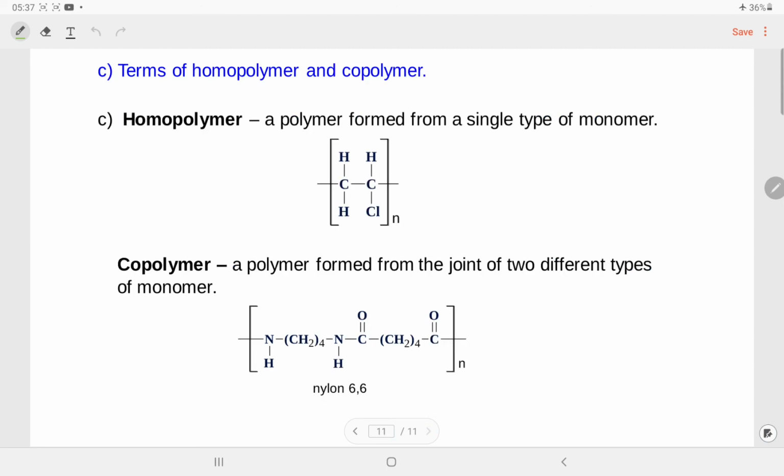And then for C, you're supposed to give the terms of homopolymer and copolymer, as well as give an example. Since this is a polymer, you need to have the square brackets, and that will show you a polymer. And the copolymer is nylon 66 because it needs to have 2 different types of monomer. So that will be the copolymer.